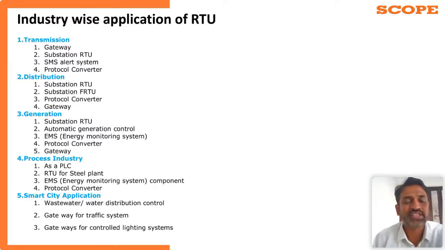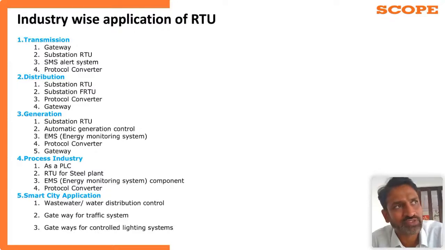So industry-wise applications: when it comes to transmission, RTUs will be used as a gateway, substation RTU, SMS alert system, and protocol converters. These are the things we can use an RTU for. So an RTU has the capability of a protocol converter or even an SMS alert system.